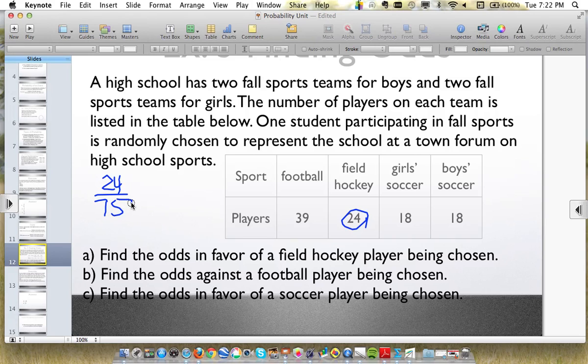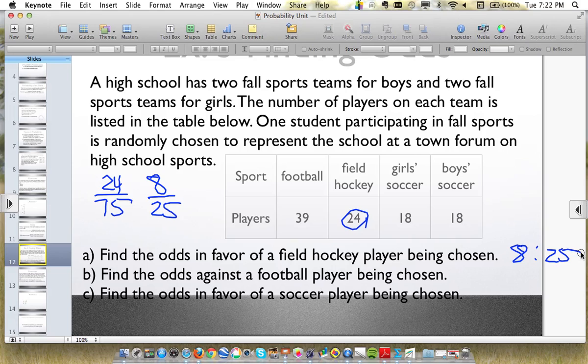All right, 24 over 75, that can be simplified to 8 over 25. So the odds in favor of a field hockey player being chosen is 8 to 25. Right? Again, not good odds.